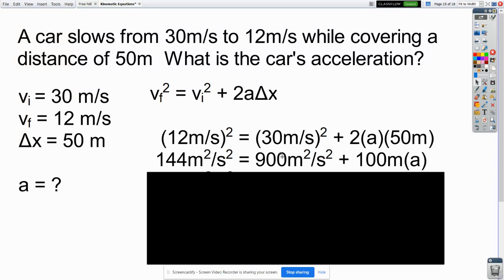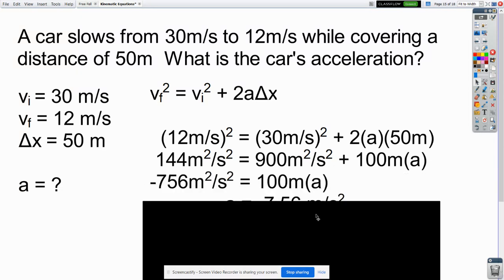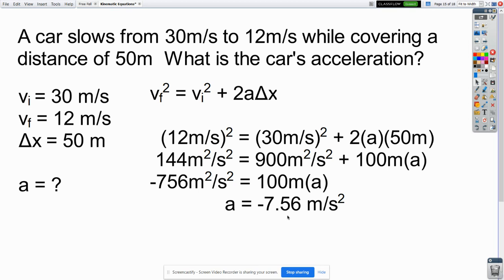I will subtract 900 from both sides, and that will give me negative 756 meters squared per second squared on this side. Don't worry about that. You're allowed to have negatives, just direction. Now divide both sides by 100 to solve. Negative 7.56 is the number. Meters squared per second squared divided by meters will eliminate one of those meters, leaving meters per second squared.